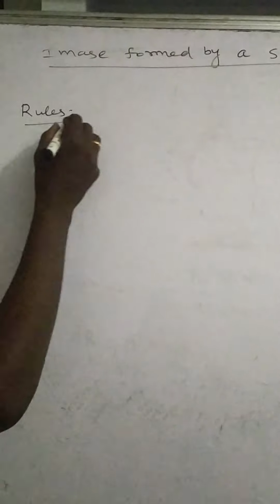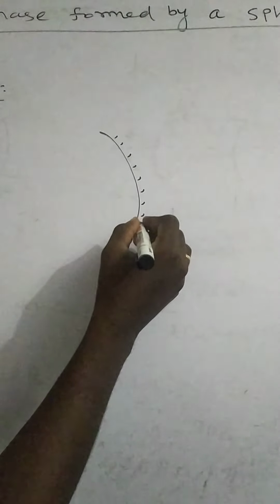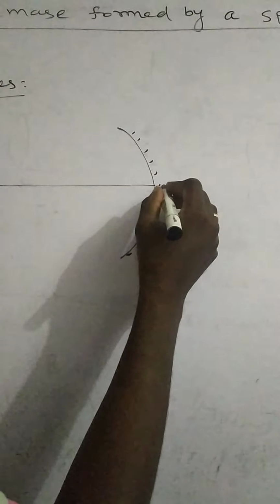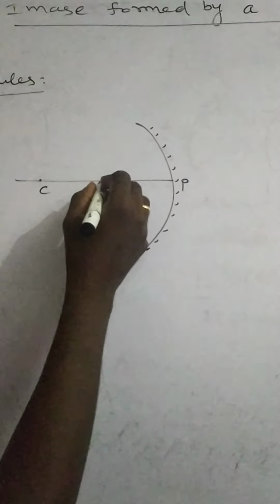We are going to learn about the topic image formed by a spherical mirror. First we have to learn about what the rules are. There are two types of mirror: one is the concave mirror, another one is the convex mirror. Pole of the mirror, focus, center of curvature.